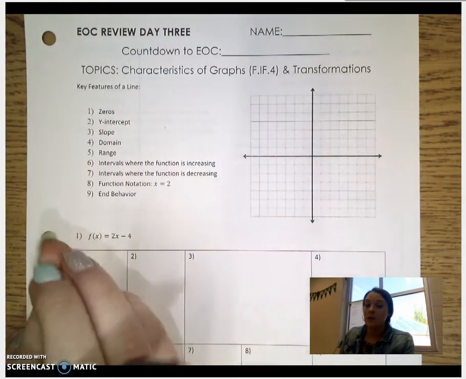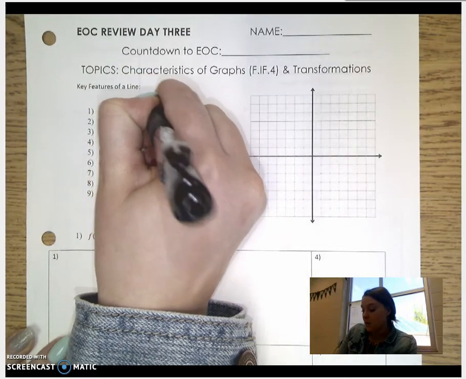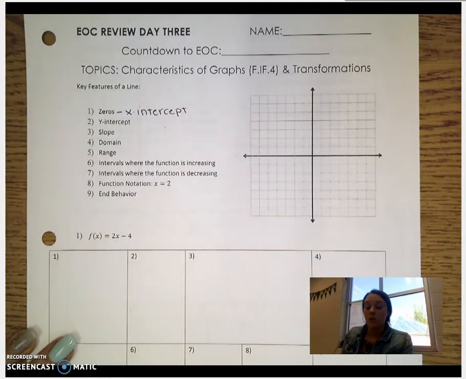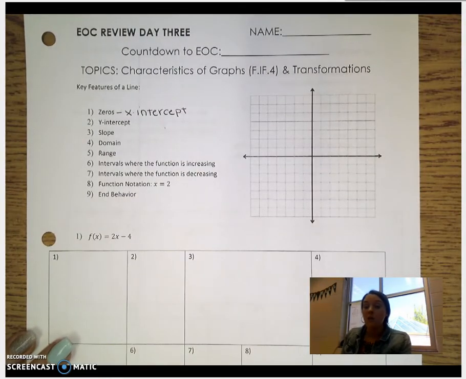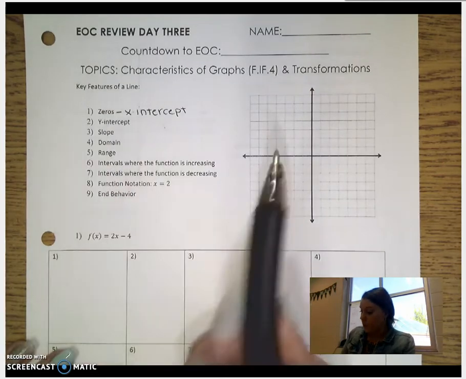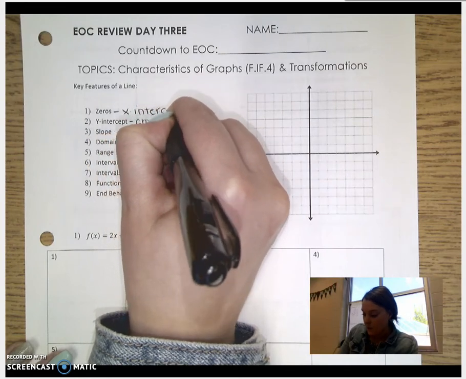First word is a 0, and we should know that a 0 is the same thing as an x-intercept. 0 was one of your vocabulary words, and we talked about zeros when we talked about parabolas, but zeros go for any type of functions. And the 0 is the x-intercept, which is where the line crosses the x-axis, and it's also called a root or solution. Your y-intercept is where it crosses the y-axis.